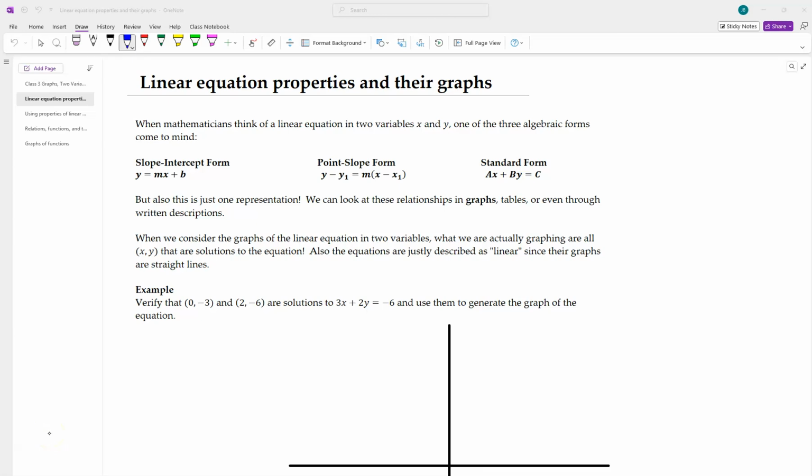Welcome. In this video series, we're going to look at linear equations, their properties, their graphs, and then also get into functions. So we'll get there eventually, but we're going to start off with linear equations. And so when we think of linear equations, or at least as mathematicians think of them, we think about one of three different forms. And you can see the three different forms here.